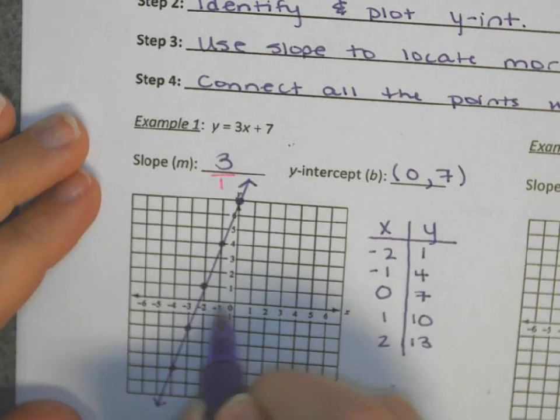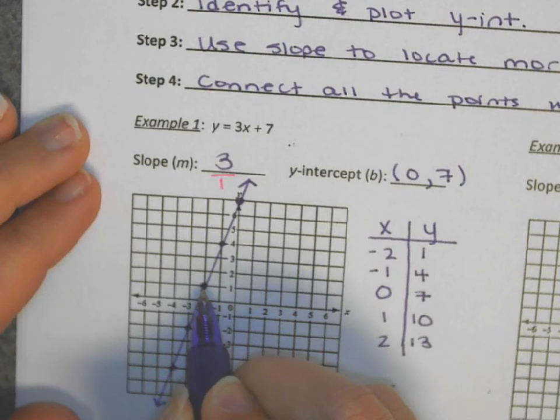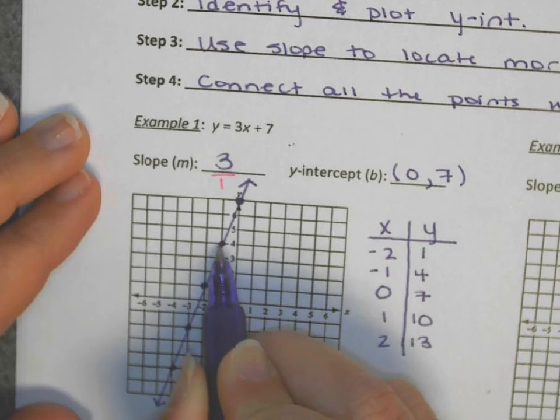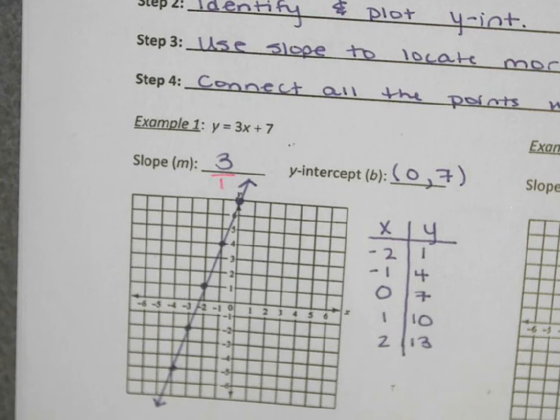-2, 1. You're going to go left 2, up 1. Look, that's a point. -1, 4. Oh, look, that's a point. Okay, so those points made it on our graph.